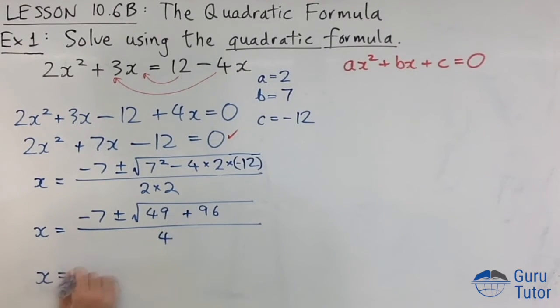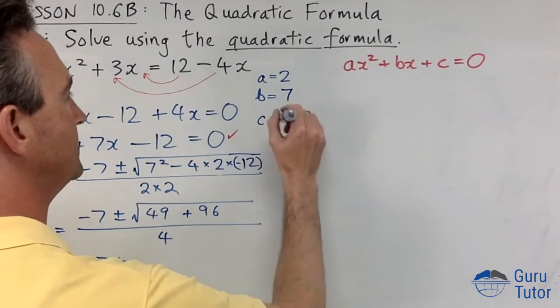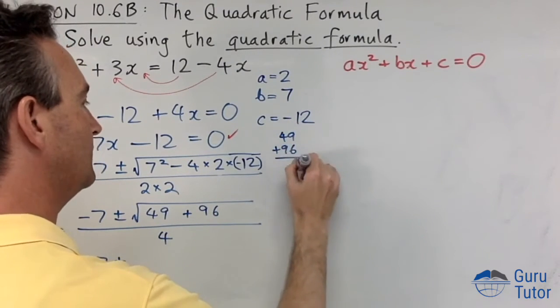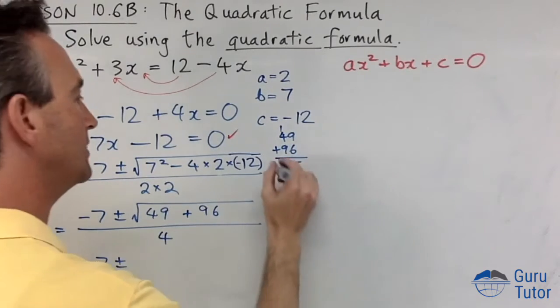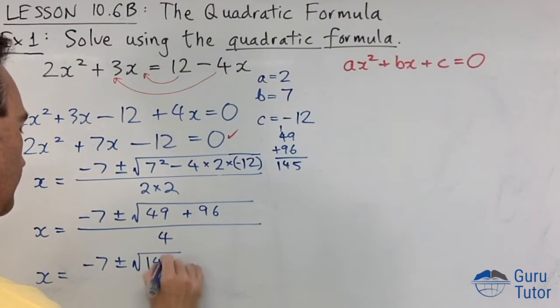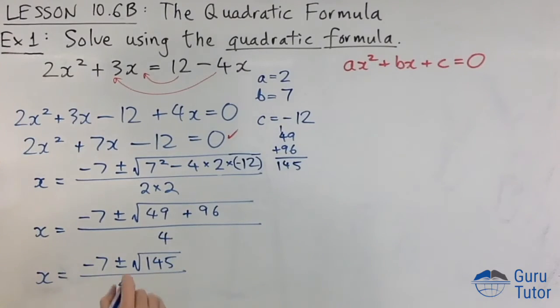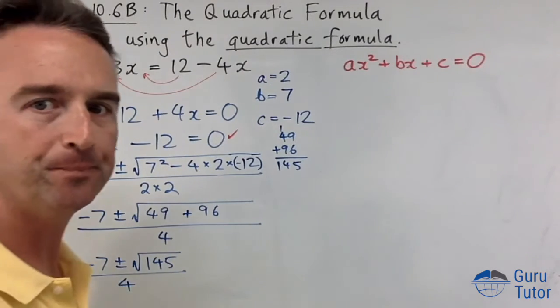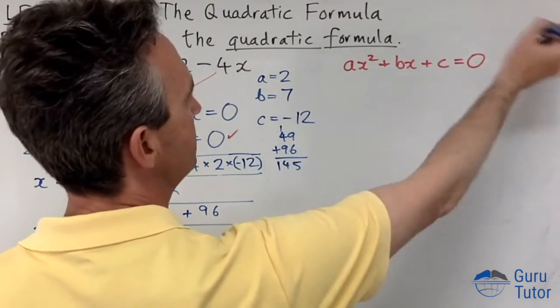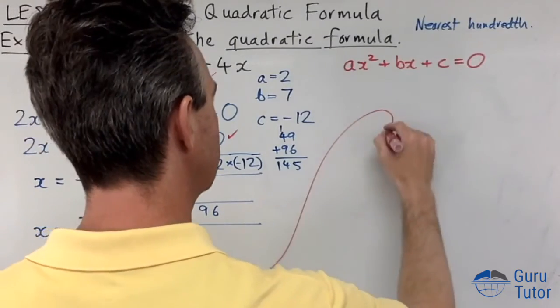Another step, x equals minus 7 plus or minus. What's 49 plus 96? 15. 1, 4 is 5 and 9 is 14. 145. 145 all over 4. 145, is that a perfect square? No, it's not. We're going to have to use a calculator to get that, and oh, I should have said answer to nearest hundredth. All right, so we've got our two answers here.